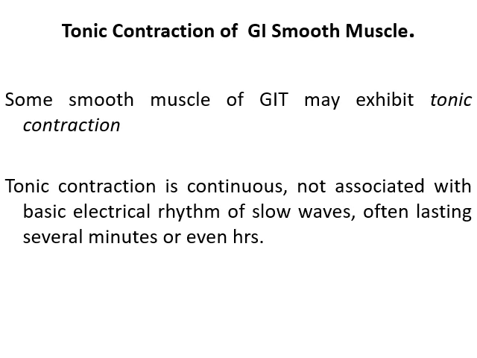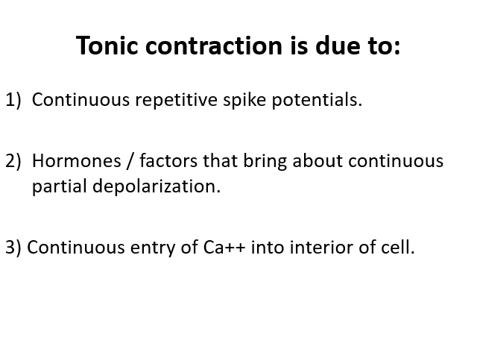Certain other things like hormones or your nervous system can also activate them. And the third cause for tonic contraction is, of course, the entry of calcium ions into the interior of the cell, which can bring about changes in the membrane potentials. So these are the three methods by which tonic contraction occurs: continuous repetitive spike potentials, hormones or other factors, and calcium entry.